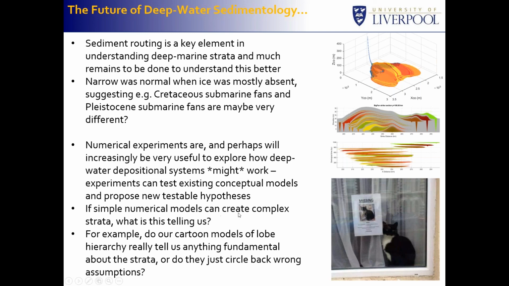Okay, so that is the last point. If simple numerical models can create complex strata, what is this actually telling us? Presumably the real strata are even more complex, and maybe we're just not really seeing that complexity in a lot of our conceptual models as much as we should.